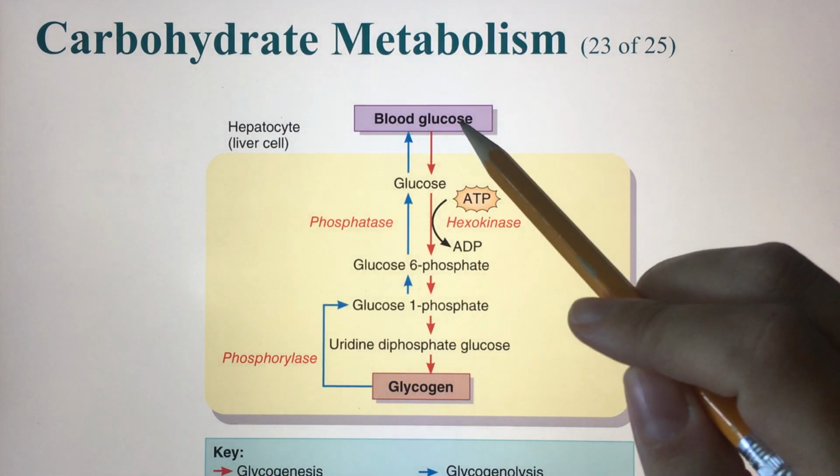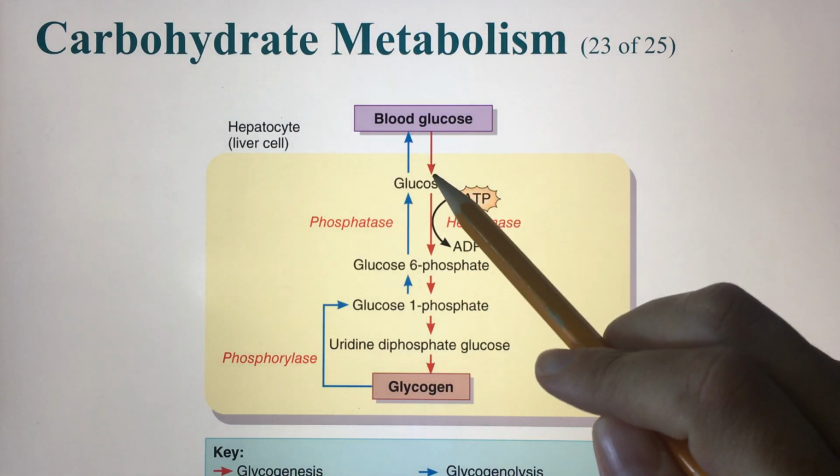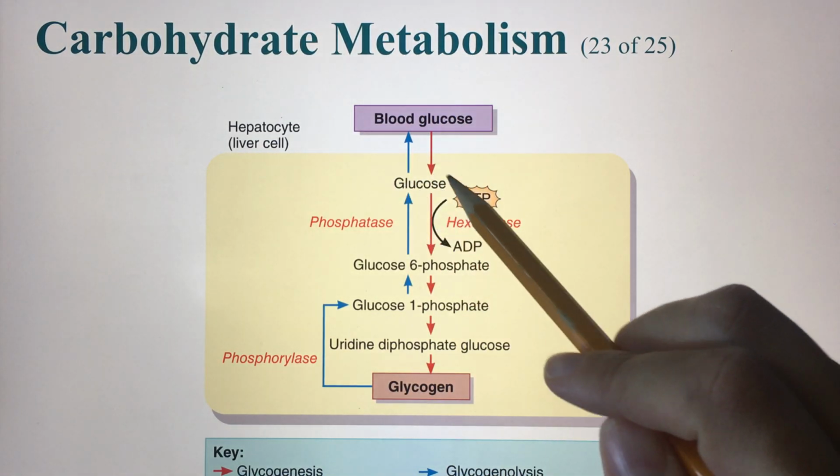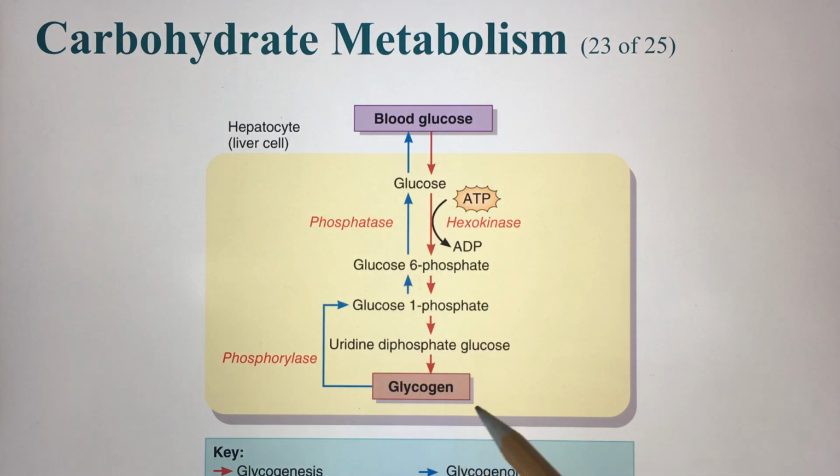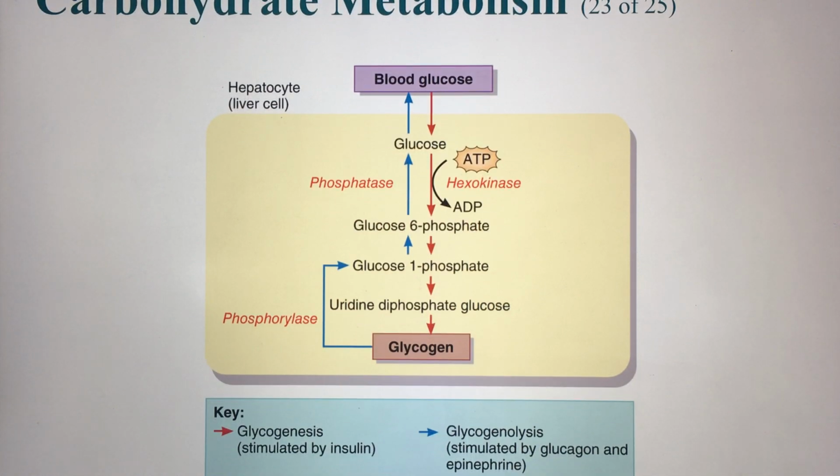What happens is that glucose first enters the hepatocyte, the liver cell. Then through a series of chemical reactions, it is converted into glycogen. This process is called glycogenesis. This process is stimulated by the insulin hormone.